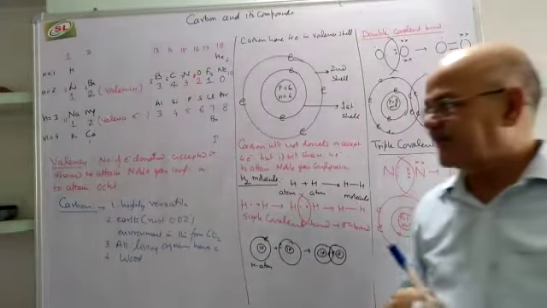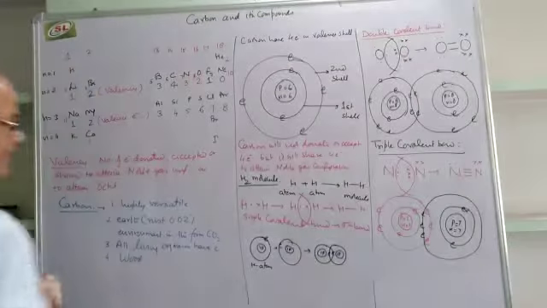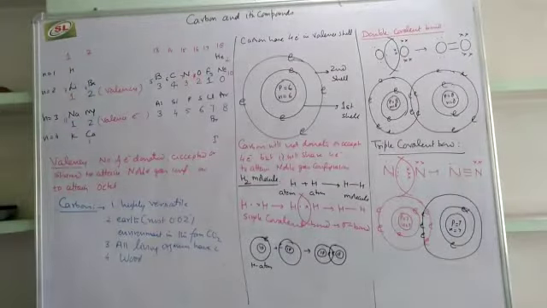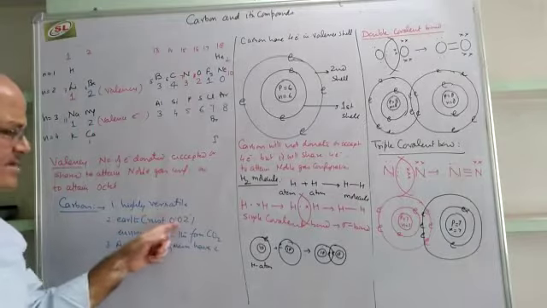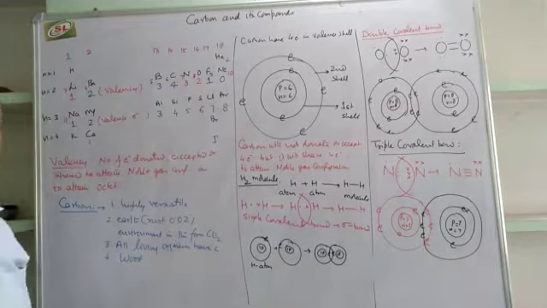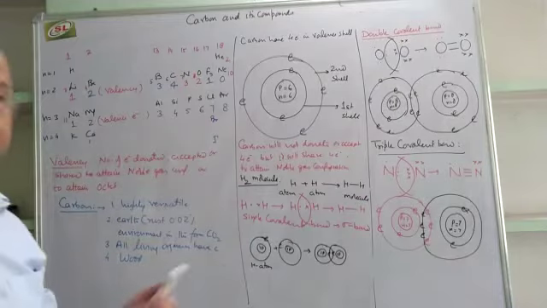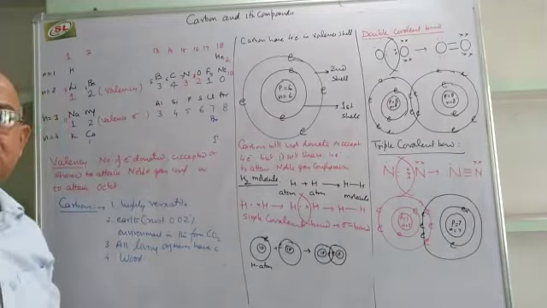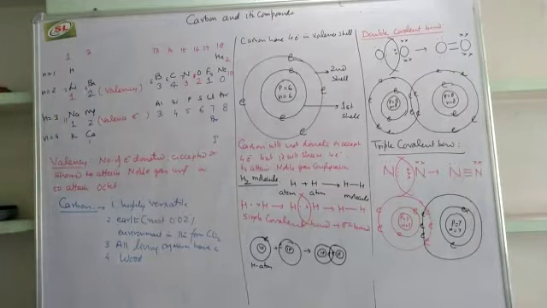Now we will talk about carbon. Carbon is highly versatile. In the earth's crust it is found at 0.02%. In the environment it is found in the form of CO2. As you know, we exhale CO2 and plants inhale CO2. All living organisms are made up of carbon. Wood, for example: all the plants of the world are made up of wood, and wood is actually carbon.